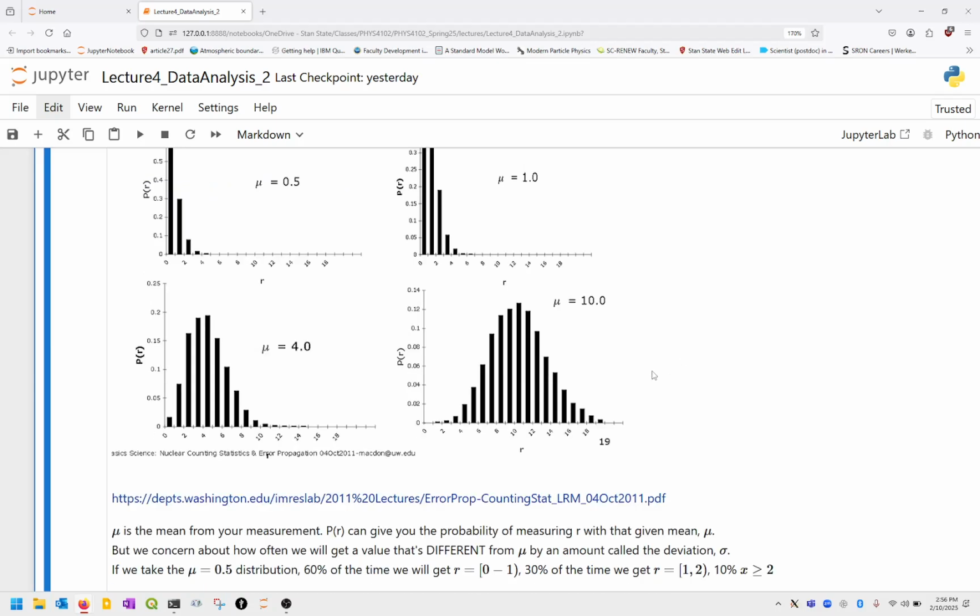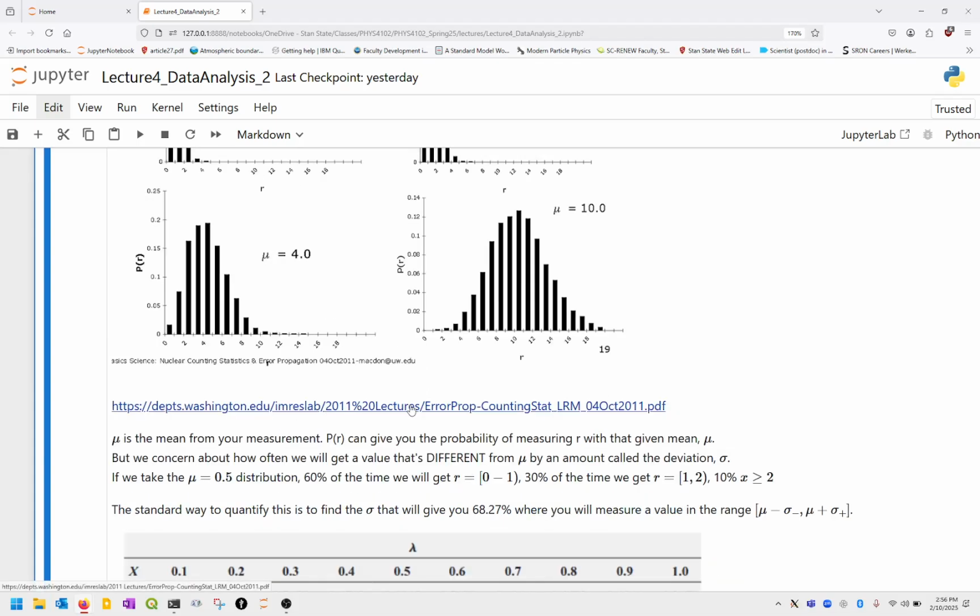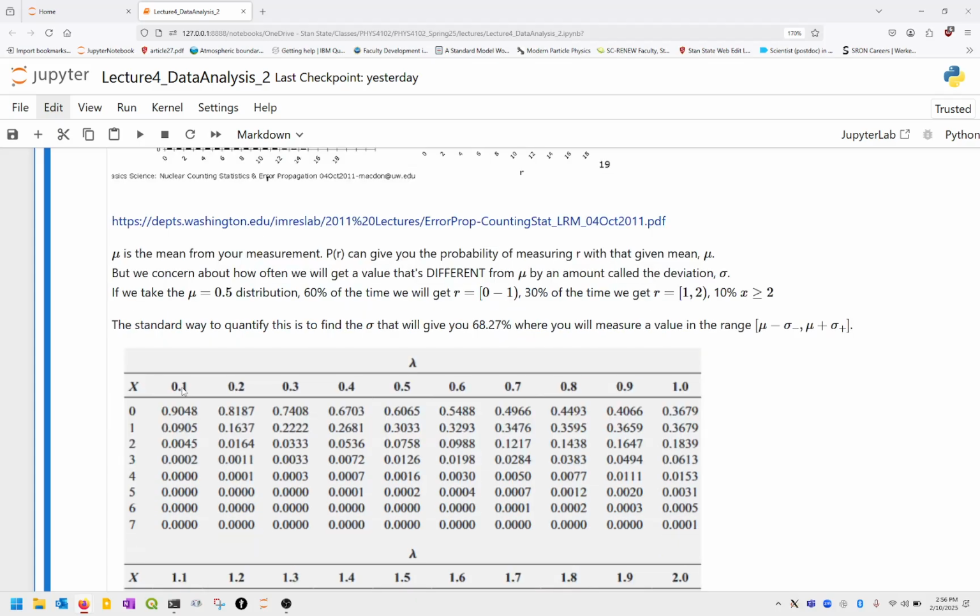All right, if you want to look at a lecture on error propagation and Poisson statistics, there's one from Washington University that you can look through. As I mentioned, mu is the mean, basically the average number of fish you see. P sub r is the probability of you finding that many fish on your next measurement. There's also one more parameter.